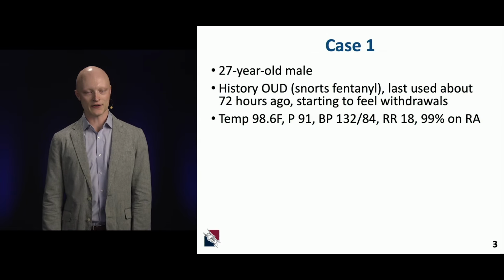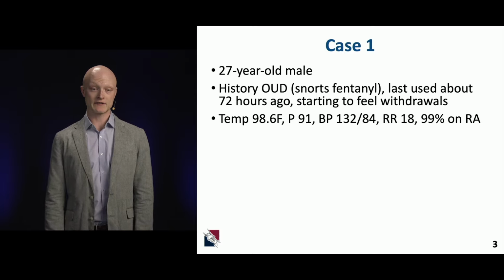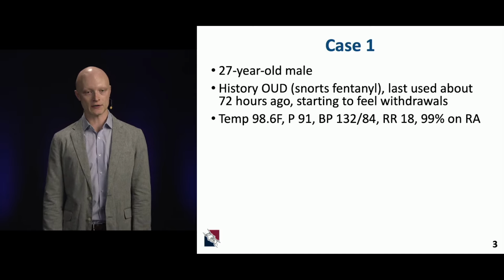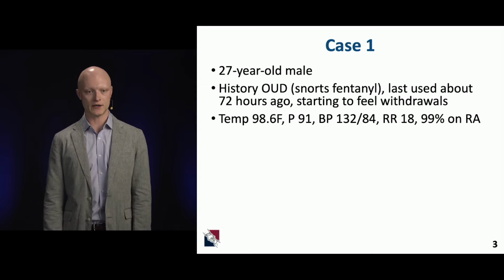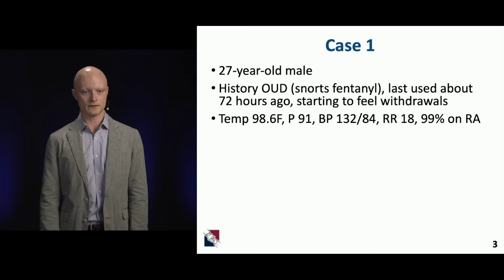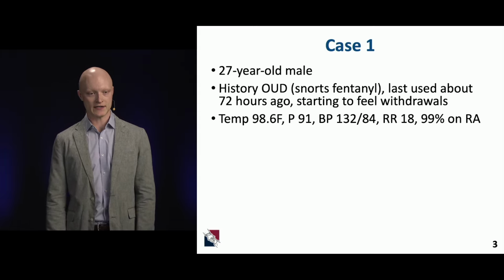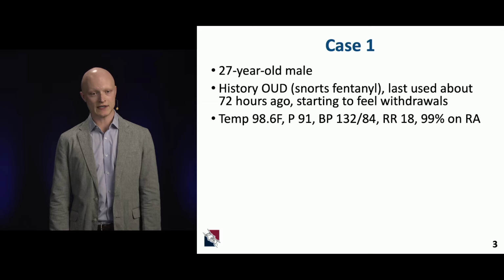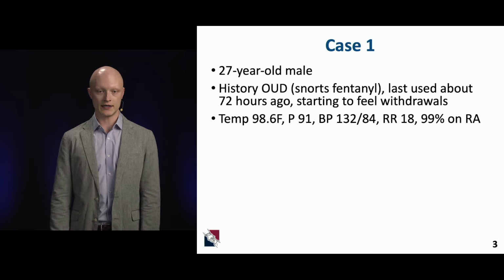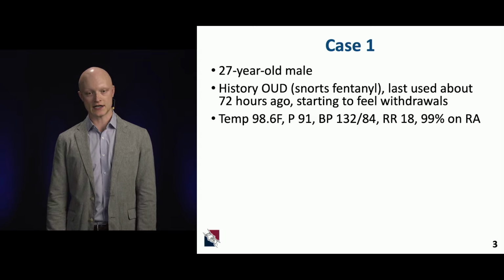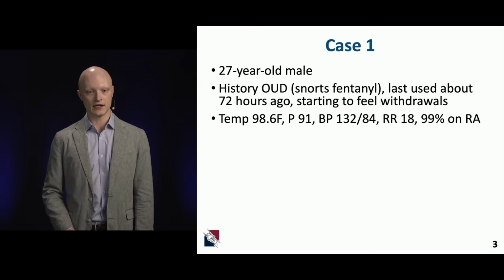All right, so let's start with the case. Our first patient is a 27-year-old male. He does have a history of opioid use disorder. He snorts fentanyl daily, and he last used about 72 hours ago. Right now, he's starting to feel some mild withdrawal symptoms. His vital signs are as below. His temperature is 98.6, his pulse is 91, his blood pressure is 132/84, his respiratory rate is 18, and his oxygen saturation is 99% on room air.